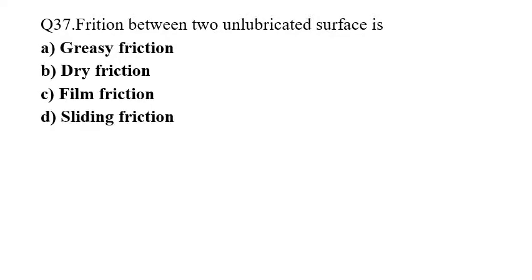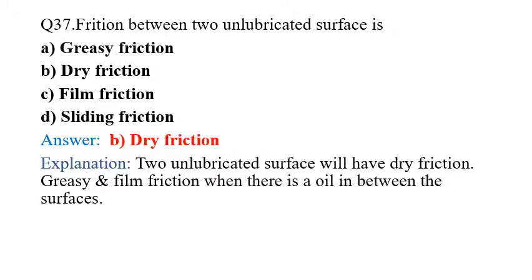Question number 37. The friction between two unlubricated surfaces is A. Greasy friction, B. Dry friction, C. Film friction, D. Sliding friction, and the answer is B. Dry friction. Explanation: Two unlubricated surfaces will have dry friction; greasy and film friction occur when there is oil in between the surfaces.